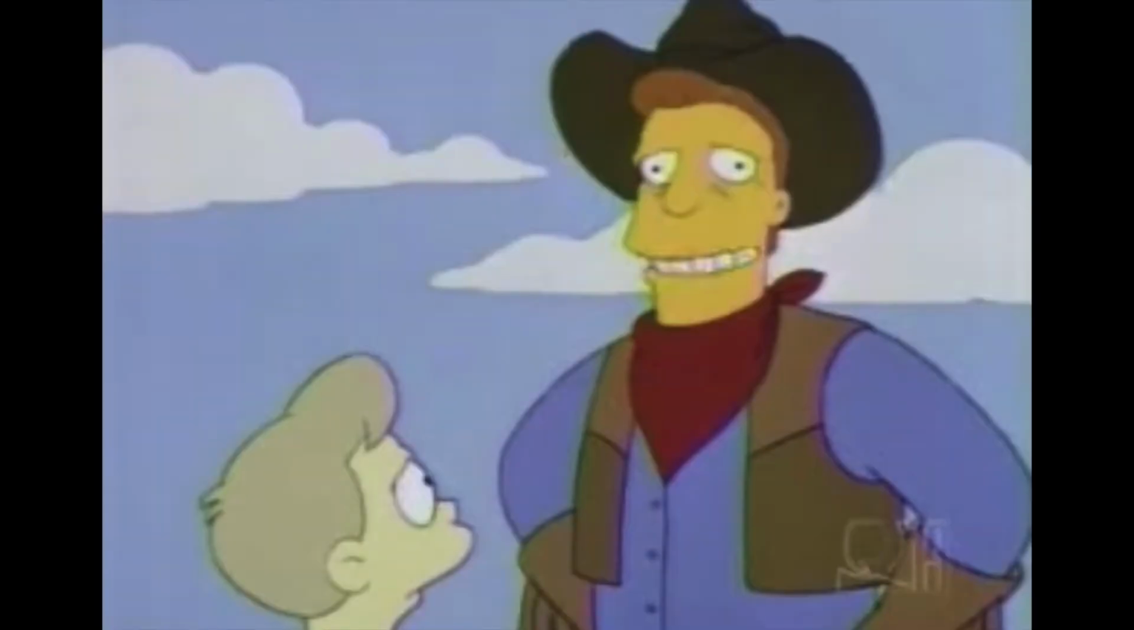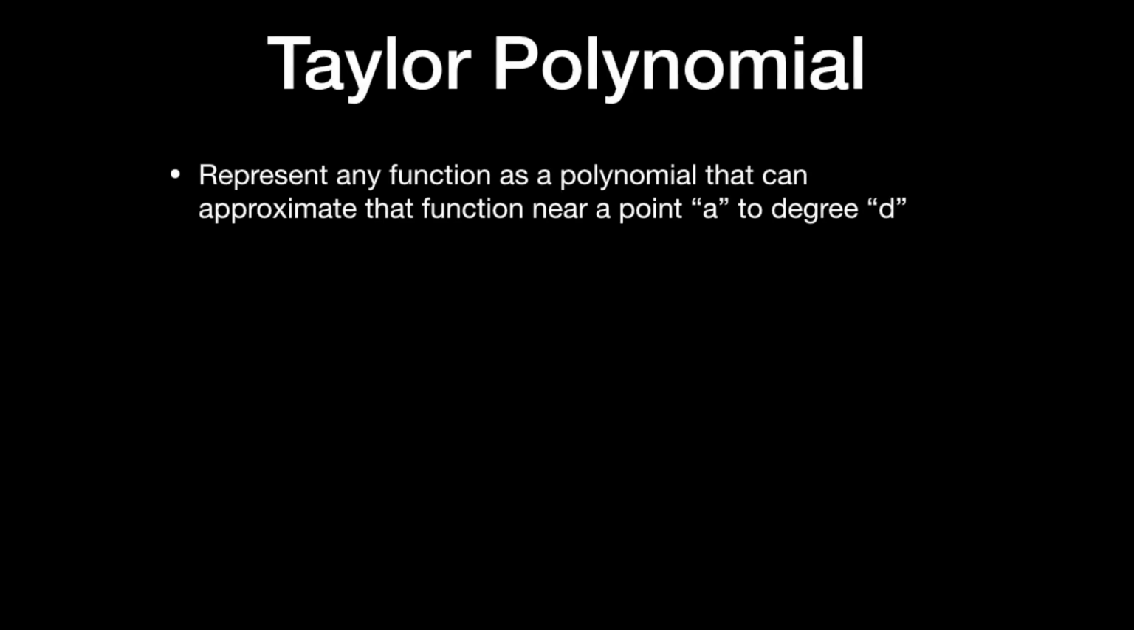Just ask this scientician. He'll tell you a Taylor polynomial is a way to represent any function as a polynomial that can approximate the function to some degree d around some point a on the function. As we take larger and larger values of d, our Taylor polynomial becomes increasingly accurate. The Taylor polynomial for a function about point a to degree d can be given by these equations.